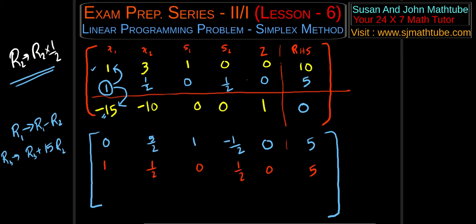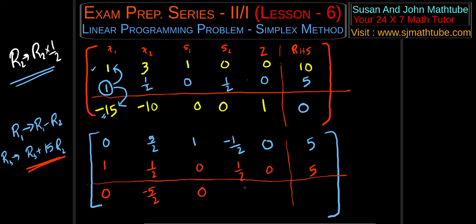And 5. And then let's put that divider. And then the third row is also going to change. Minus 15 plus 15, that is 0. Minus 10 plus 15 by 2, that is minus 5 by 2. And 0, and then 0 plus 15 by 2. And then 1, and then 0 plus 15 into 5, that is 75.